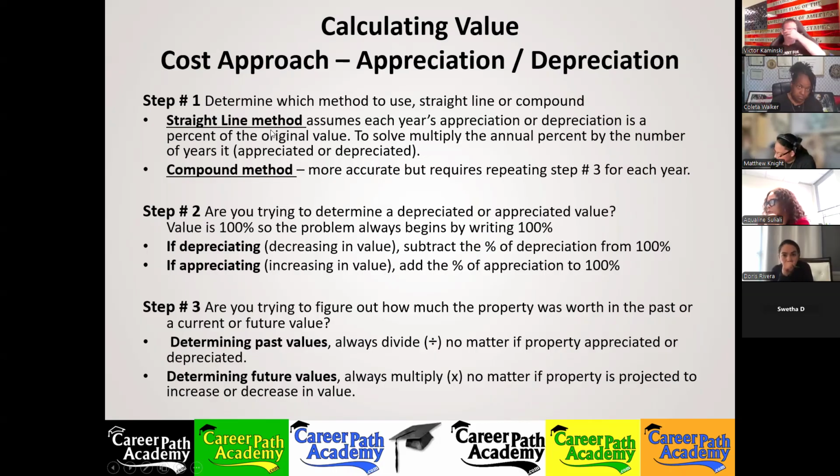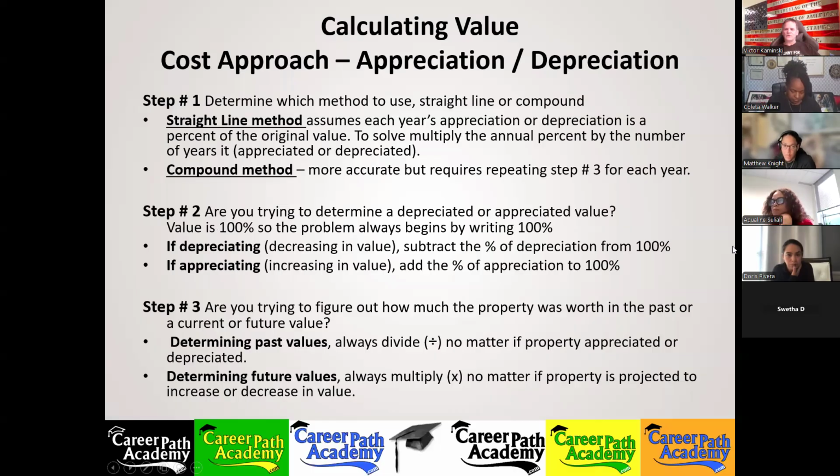Okay. What's the difference between the straight line method and the compound method? Well, the straight line method, when it tells you to calculate depreciation, you just do the problem one time. In the compounding method, you're going to use the problem once for each year that it depreciated. But before we get to that point, how do we calculate appreciation or depreciation?